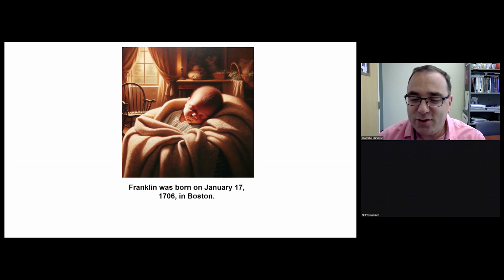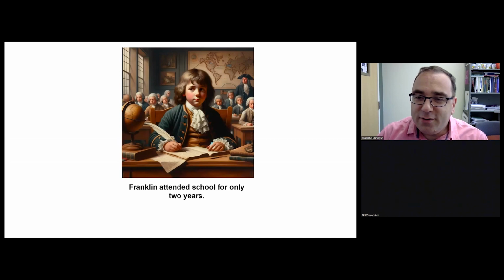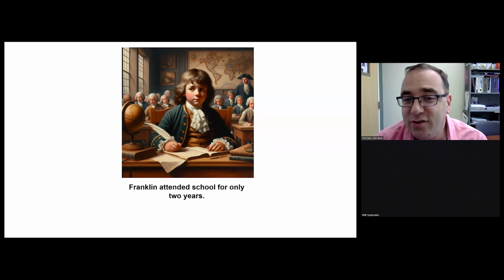He was born on January 17, 1706 in Boston, in a very large family. His father wanted him to become a clergyman, but unfortunately he had no money to support Franklin's education. And Franklin was only at school for 2 years. Ironically, after this short period of learning, he taught himself so many different things that eventually he became an honorary degree holder from the world's greatest universities at that time.